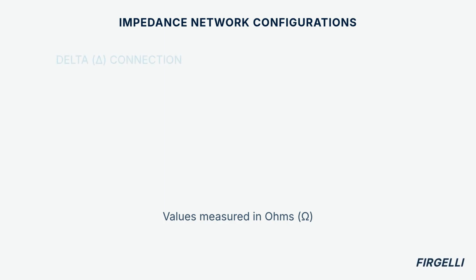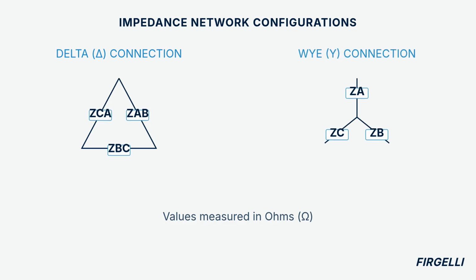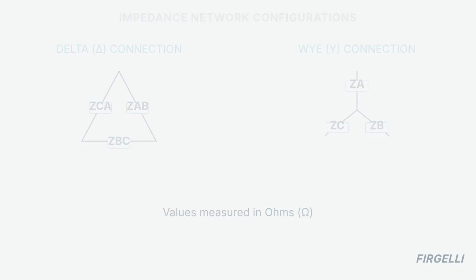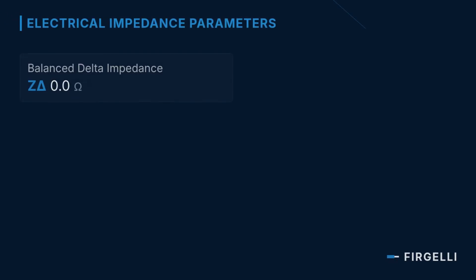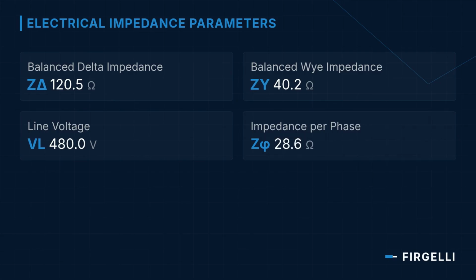The input fields are ZAB in ohms, ZBC in ohms, and ZCA in ohms for the delta impedances, plus ZA in ohms, ZB in ohms, and ZC in ohms for the Y impedances. There's also balanced delta impedance Z delta in ohms, balanced Y impedance ZY in ohms, line voltage VL in volts, and impedance per phase in ohms.